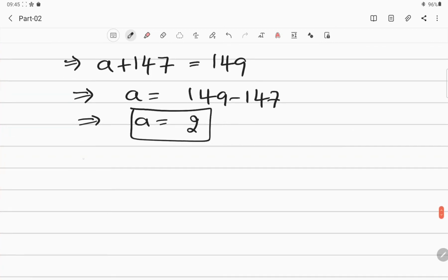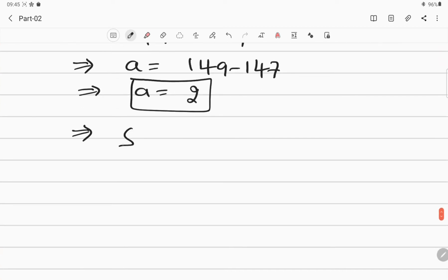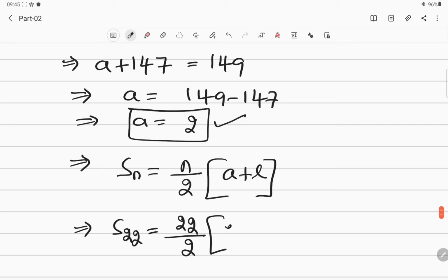Alright, now what we want is the sum of 22 terms. So sum of 22 terms means Sn is equal to, what is the formula? n by 2 bracket 2a plus (n minus 1) into d is there. Apart from that we have one more formula, no? n by 2 into (a plus L). Alright, so S22 is equal to 22 by 2, correct? Then the a value is 2, so that is also known, plus L means what?